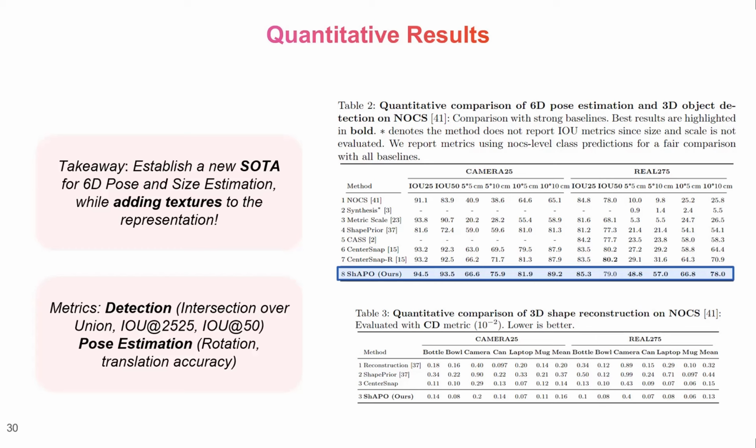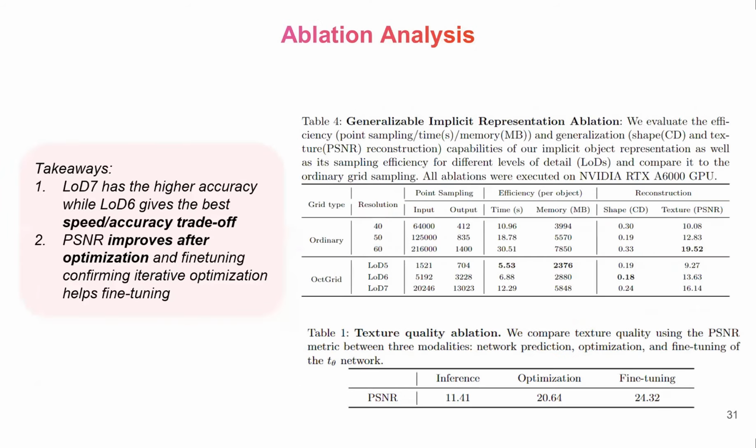So hence we achieve a 93% IOU accuracy on synthetic scenes and around 85% IOU accuracy on real world novel object instances, where the key takeaway here again is that we establish a new state of the art while also adding textures to the representation. And here we also show that we are really comparable in the 3D shape reconstruction metrics as well.